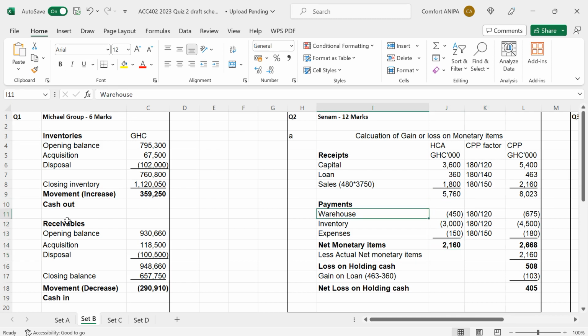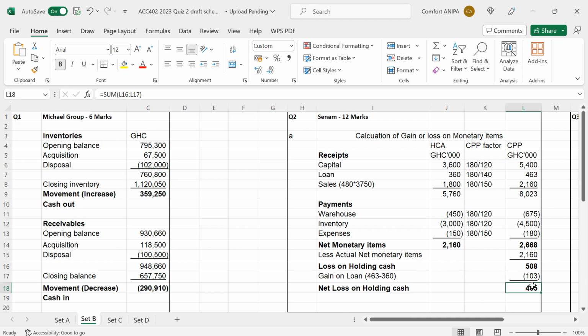Your payments were the warehouse inventory and expenses, and therefore you use the CPP factor appropriate for those items. It's just the same. It's because I gave you different sets of questions, and I don't want anybody saying that they don't know how their questions will look like. That is why I'm showing you this, and so I'm taking you through the second set, and therefore you have a net loss of 405. You need to pick your question and follow through with this, and then figure out how this works.